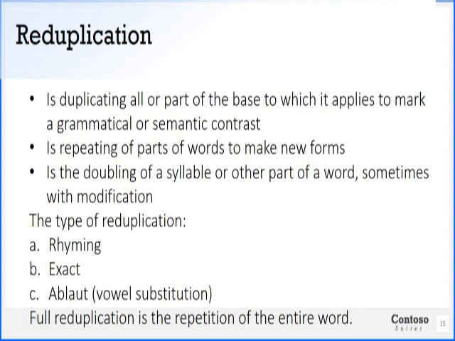We have three types of reduplication. The first is rhyming. The second one is exact. The third, ablaut or vowel substitution. Full reduplication is the repetition of entire word. So we have full reduplication here by duplicating the entire word, not doing the modification. Yeah. We have the example. Actually, this is not formal language for reduplication. We took that from the slang.